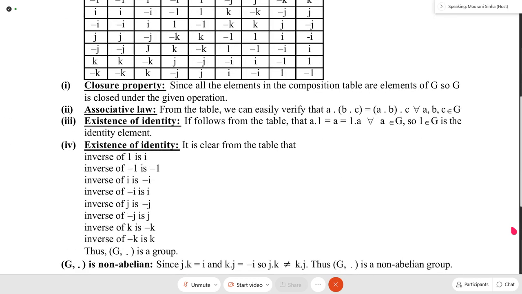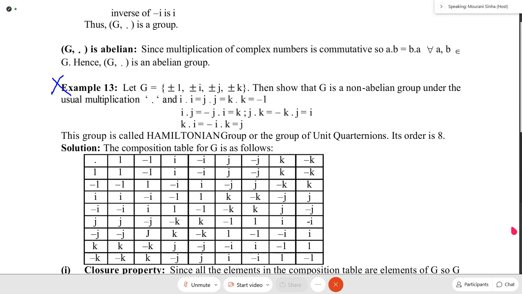But you should know that this is called the Hamiltonian group, or the group of unit quaternions. This is for your general knowledge. Its order is 8 because there are 8 elements: plus minus 1, plus minus i, plus minus j, and plus minus k. The Hamiltonian group is a non-abelian group. Let's not put a cross here; these are pieces of information you can know. We don't like so many calculations, but we are interested in information. So the Hamiltonian group is non-abelian under multiplication. This example you can keep in mind.